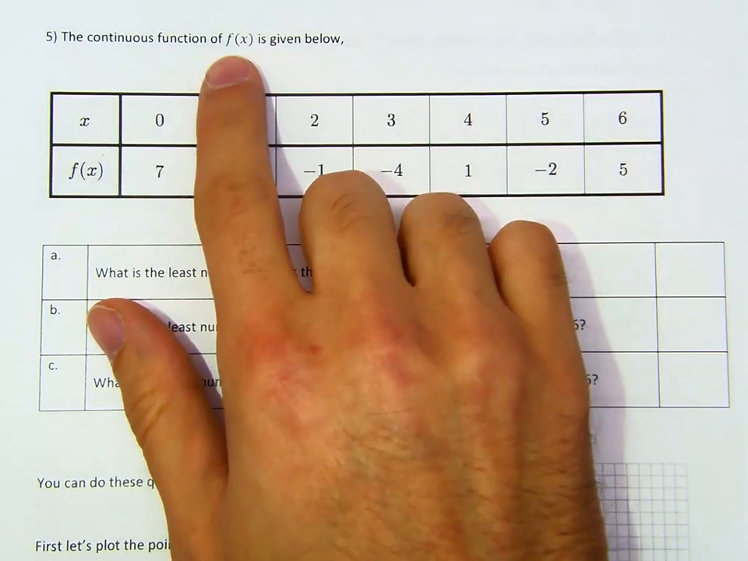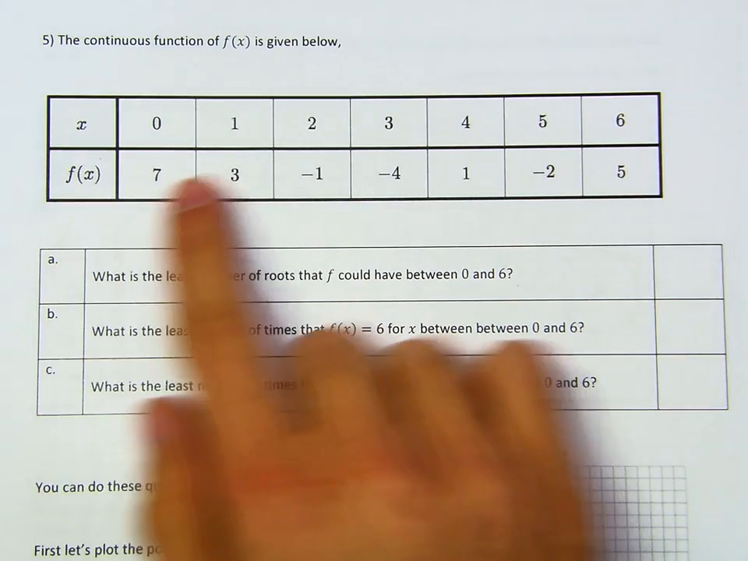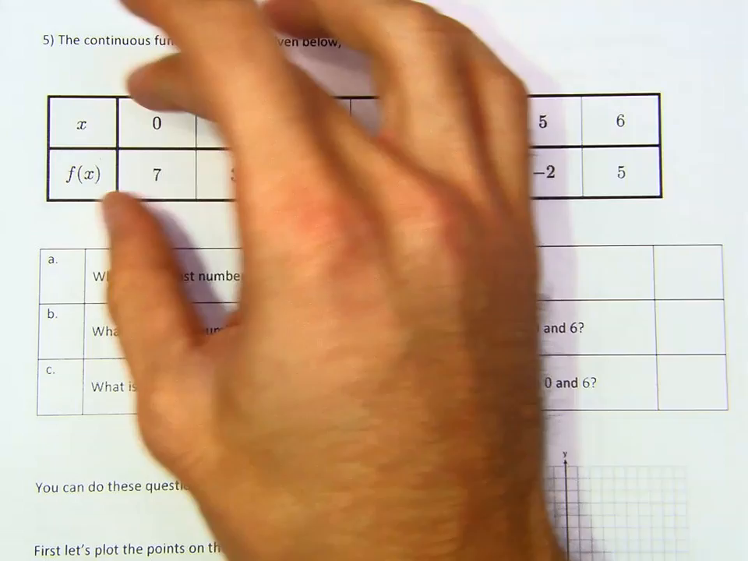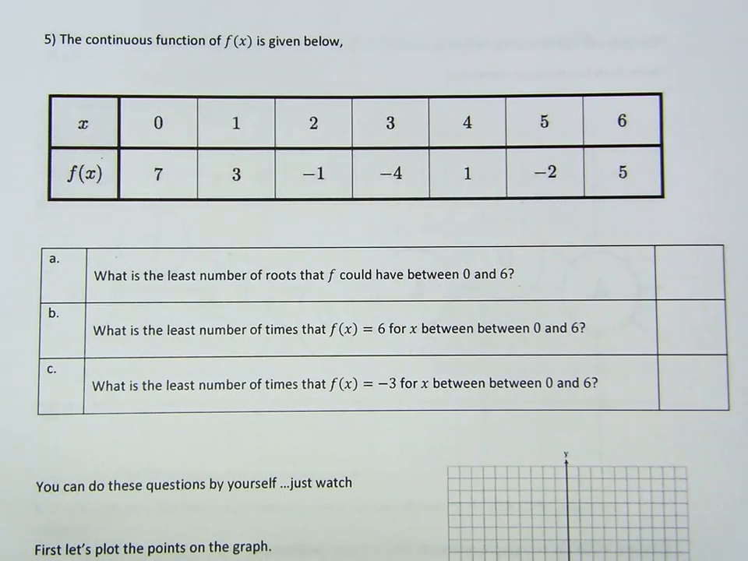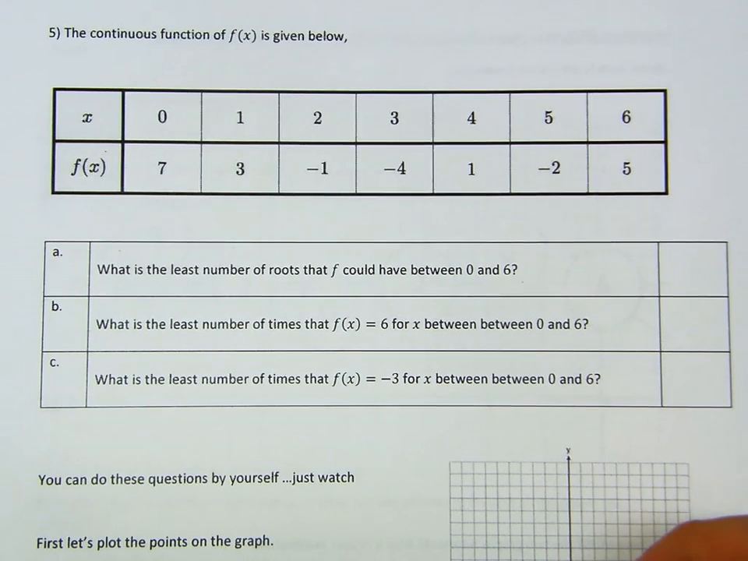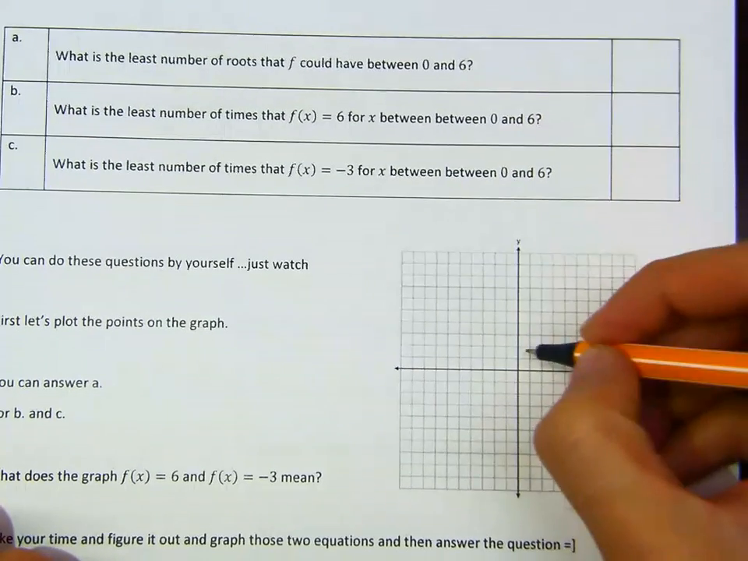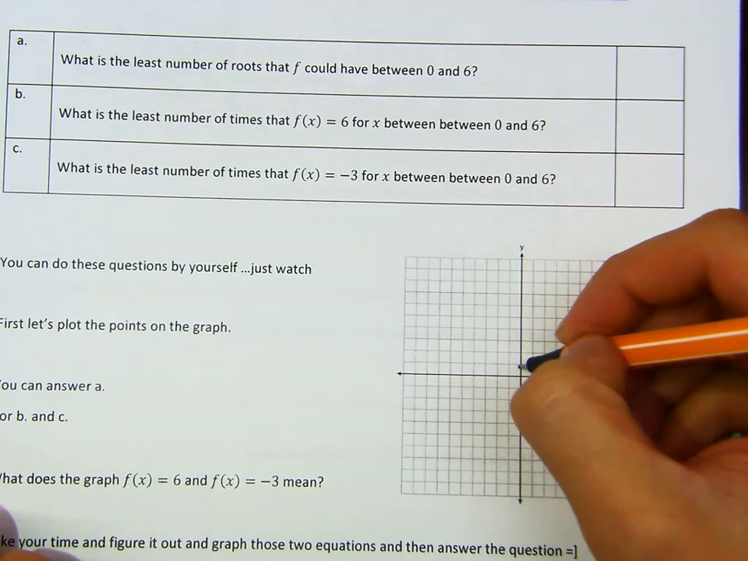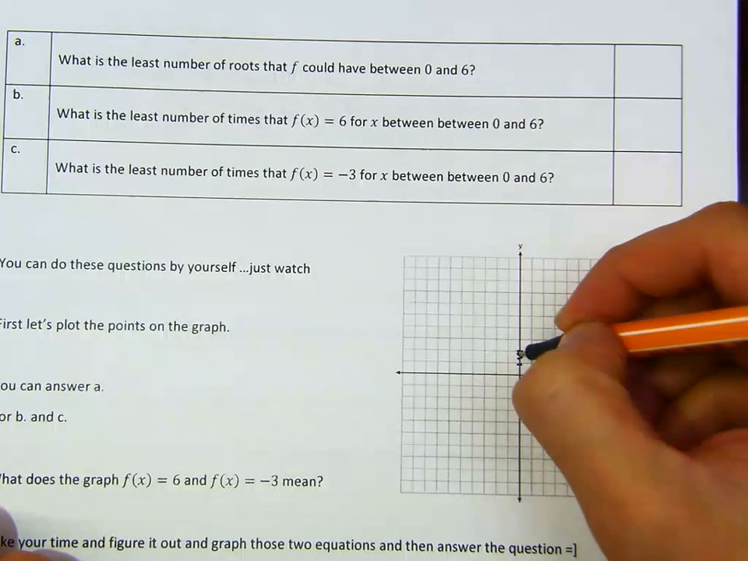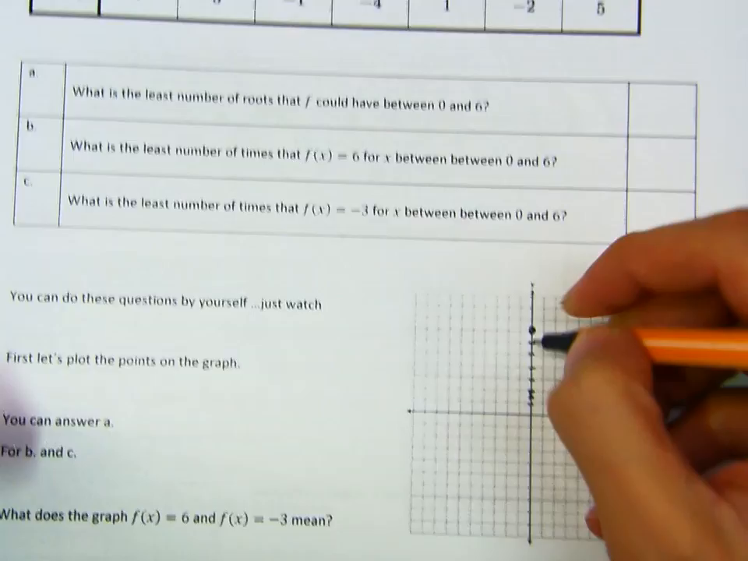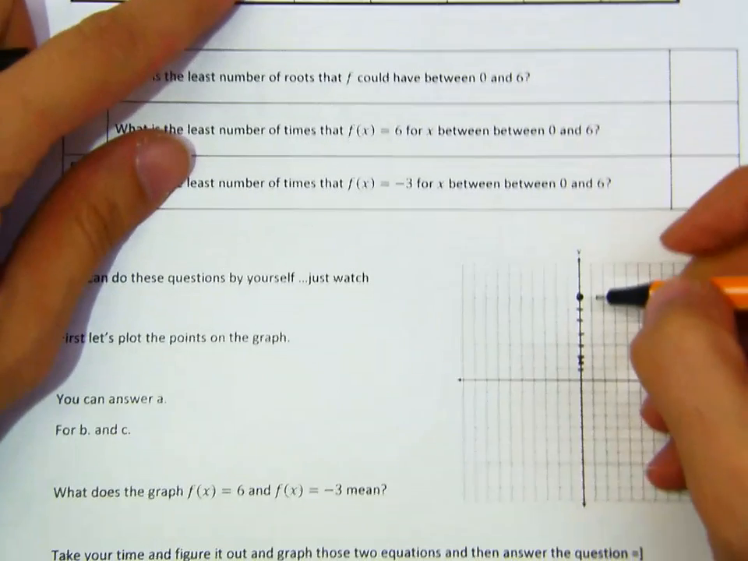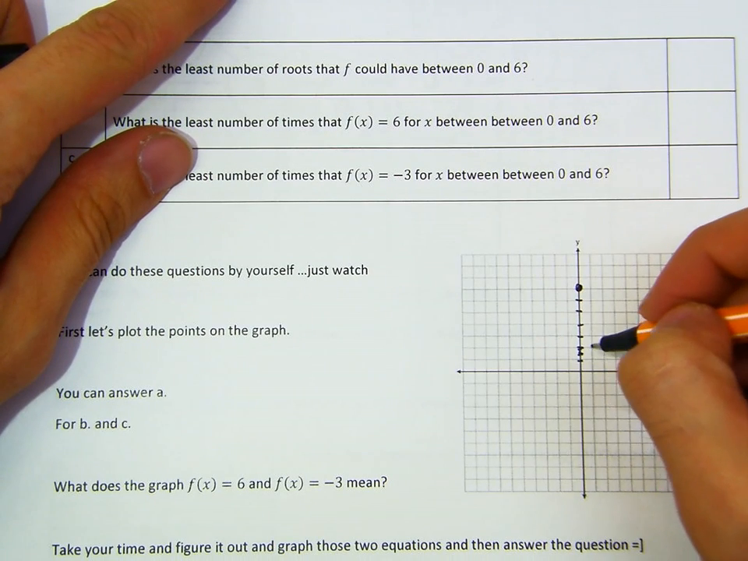We have a continuous function f of x, and notice that it's given as a table, and here are the points. So this is the first point, which is (0, 7). I'm not going to mess up this time. Where is (0, 7)? Just kidding, it's up here. So 1, 2, 3, 4, 5, 6, 7. Okay, so that's the first point. Where is the point (1, 3)?